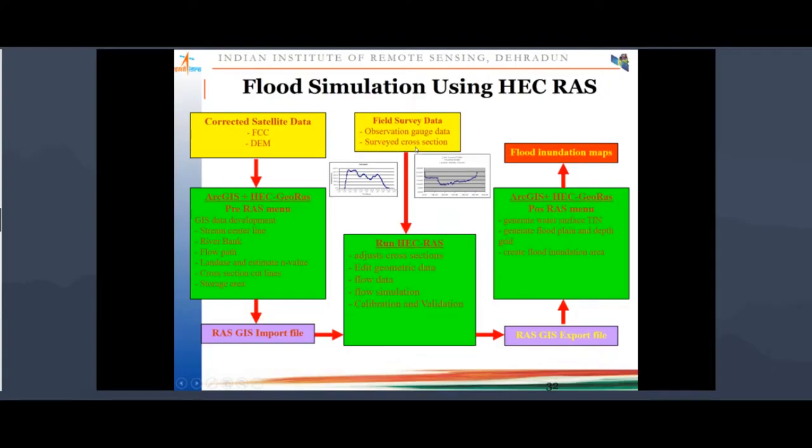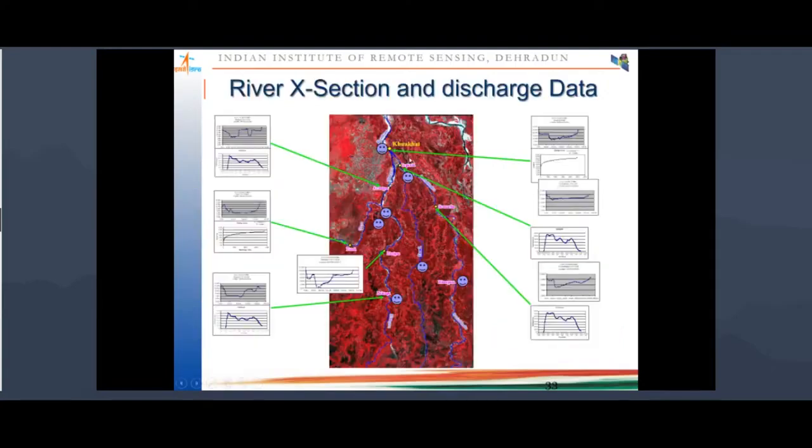How to do that? But before that, this is a different location. What are the cross sections? This is one example of the Daya River.